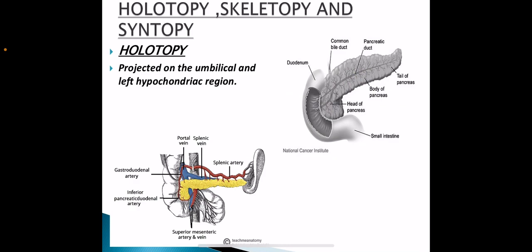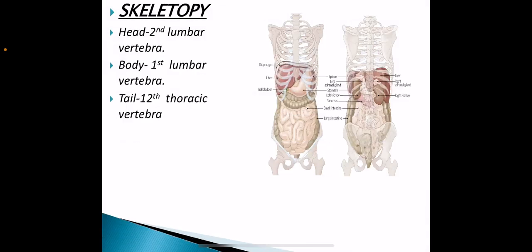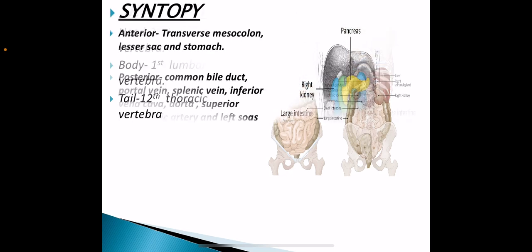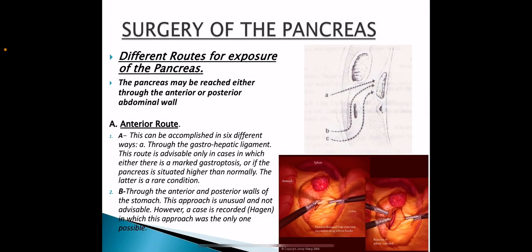Holotopy, skeletotopy, and syntopy. Now we will talk about holotopy: projected on the umbilical and left hypochondriac region. Skeletotopy: second lumbar vertebra, body of first lumbar vertebra till 12th thoracic vertebra. Syntopy, anterior: transverse colon, lesser sac and stomach. Posterior: common bile duct, portal vein, splenic vein, inferior vena cava, aorta, superior mesenteric artery, and psoas major muscle. Inferior: transverse colon.